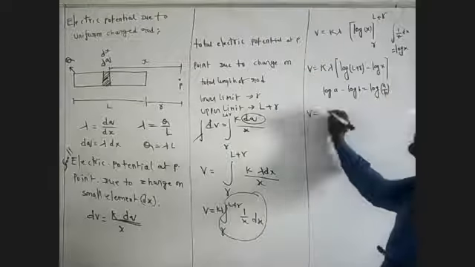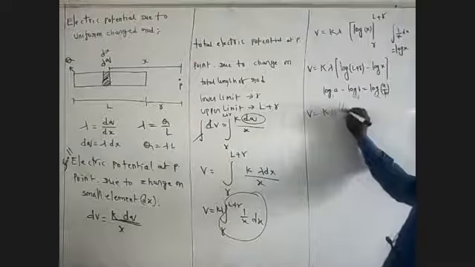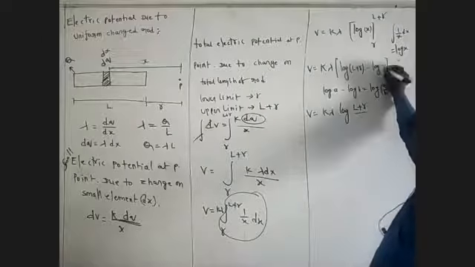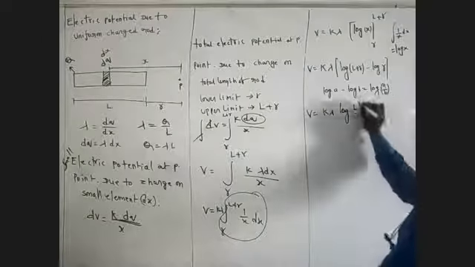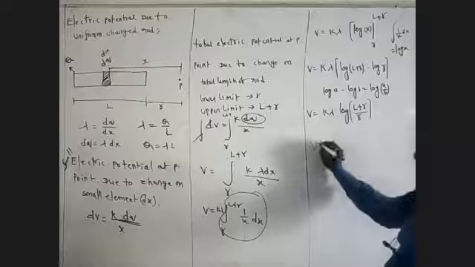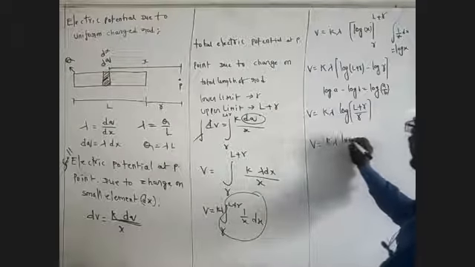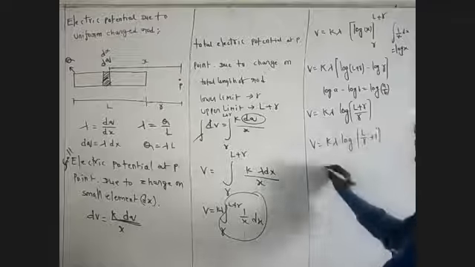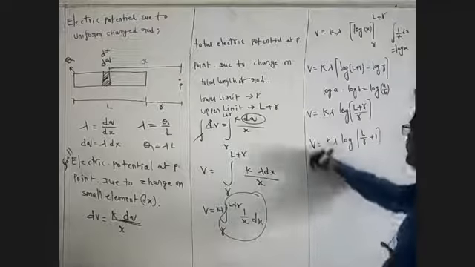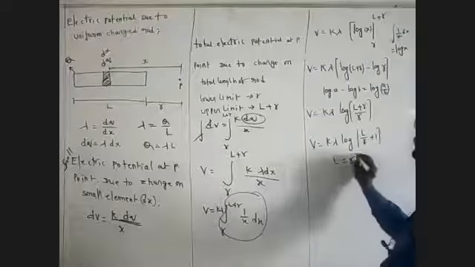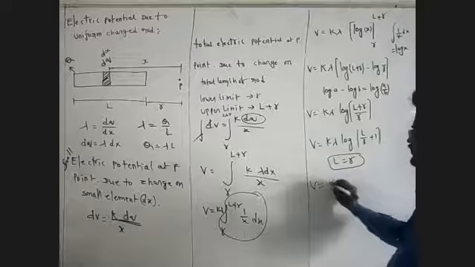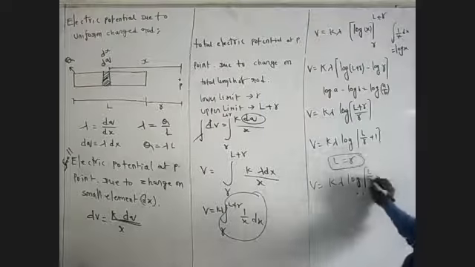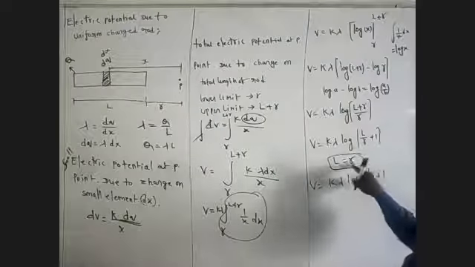According to this formula, V is equal to k lambda log of (L plus R) by R, putting in the x values. So V is equal to k lambda log of (L by R plus 1). Suppose for example L is equal to R, both are equal. So V is equal to k lambda log of (L by L plus 1).